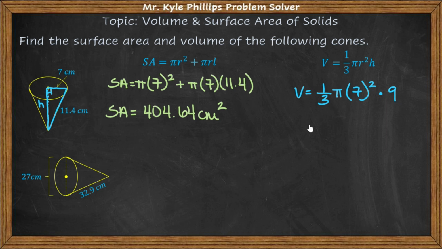And now we can use this to find our volume. And our volume is going to be 147 pi. This will be cubic centimeters. And if you need a decimal approximation, that is going to be 461.81 cubic centimeters. Okay, that's a cone. We're going to do the exact same thing down here. Pause the video and see if you can solve the second one.